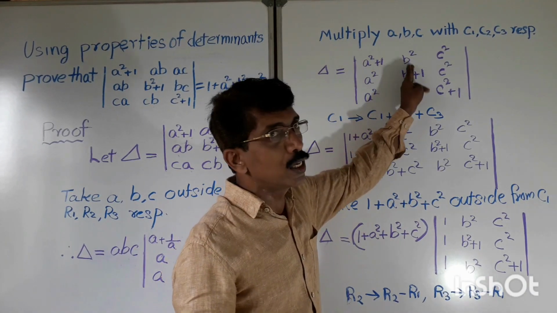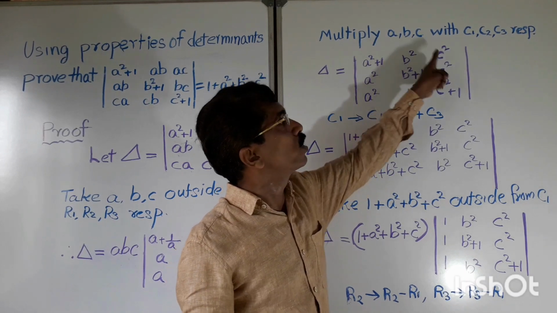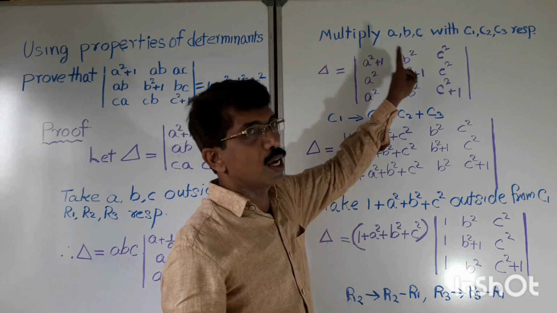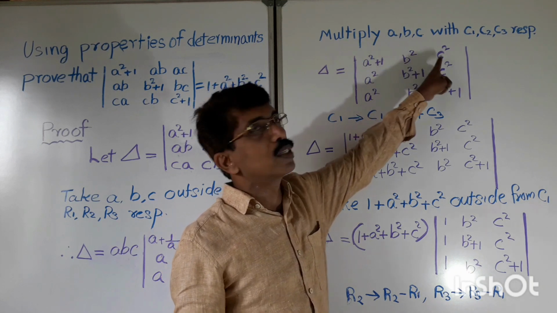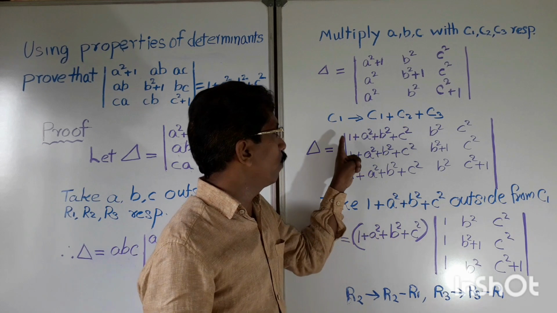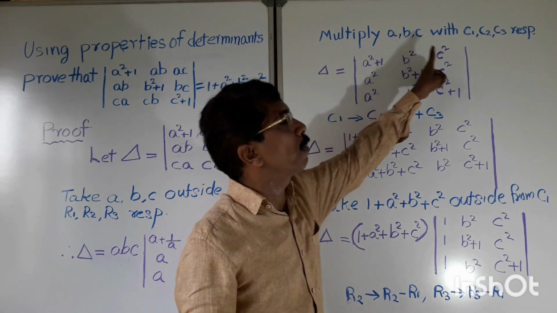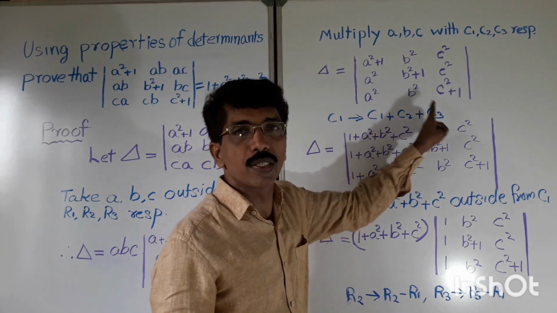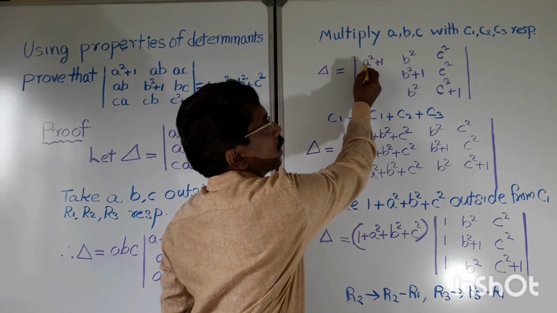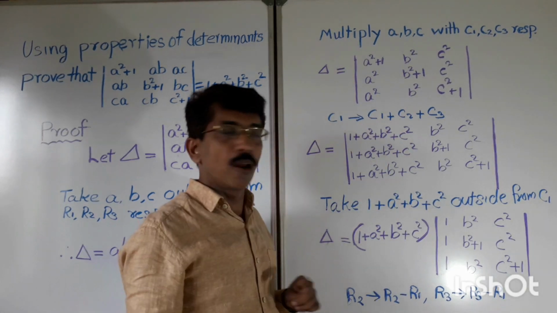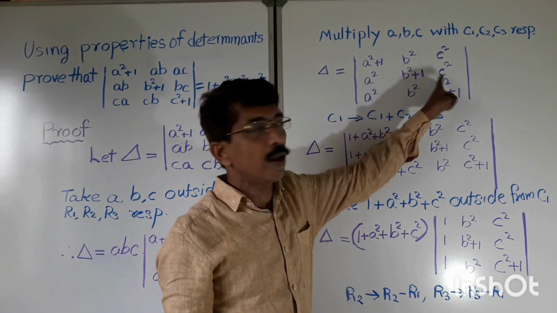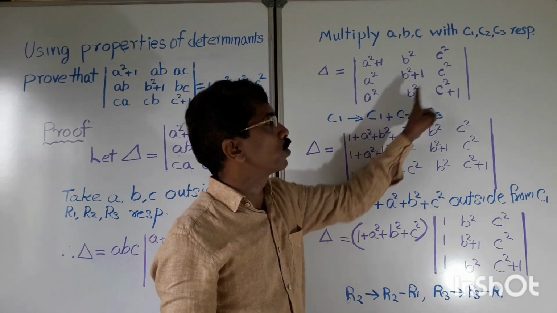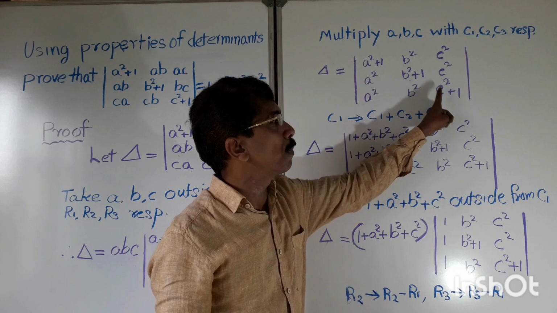So if you add this way, C1, C2, C3, are you getting it? Yes, we are getting. C1 changes to C1 plus C2 plus C3. What we are getting? 1 plus A square plus B square plus C square. Next, similarly, this one also we added, 1 plus a square plus b square plus c square. Next one also 1 plus a square plus b square plus c square.